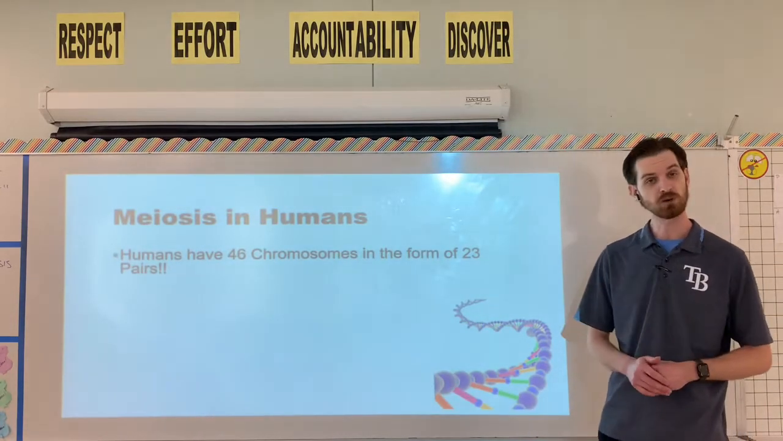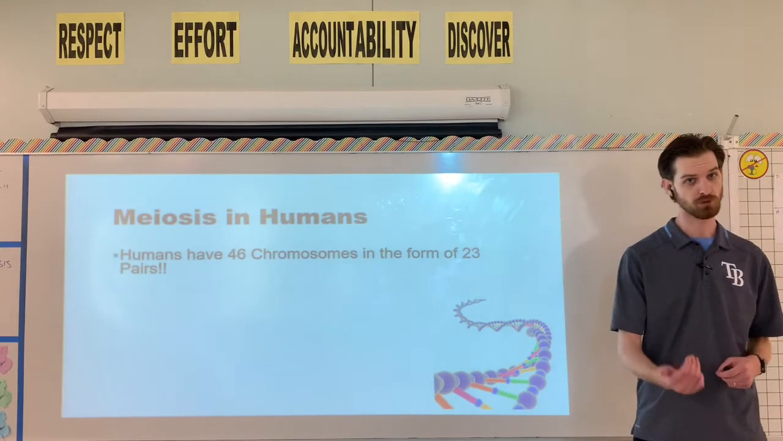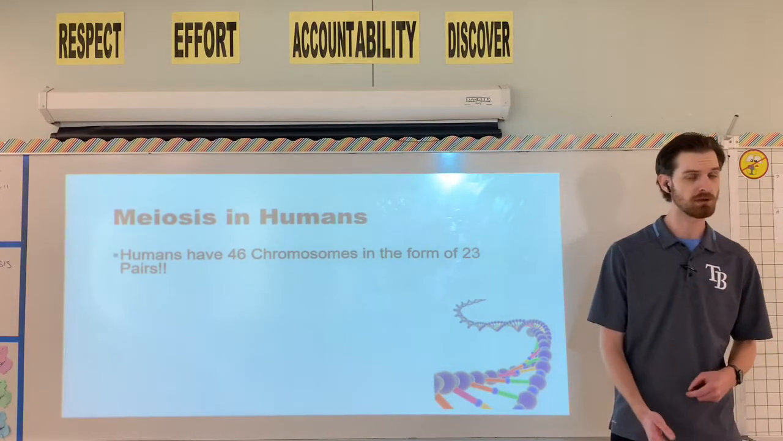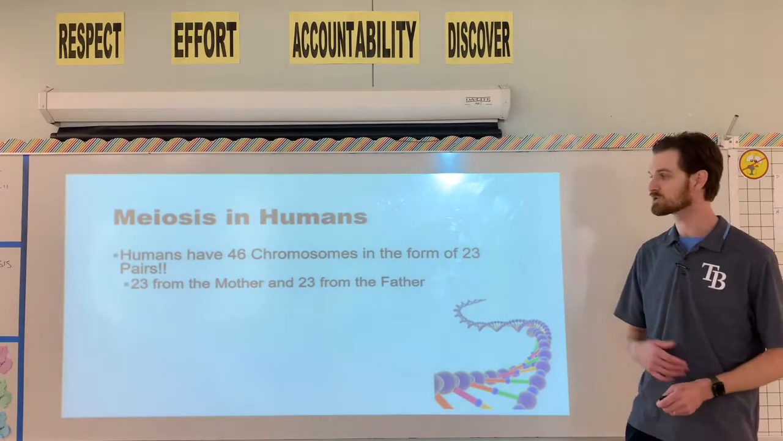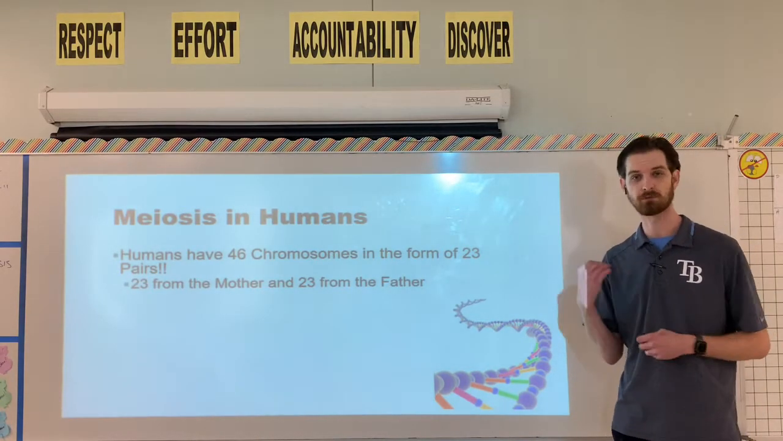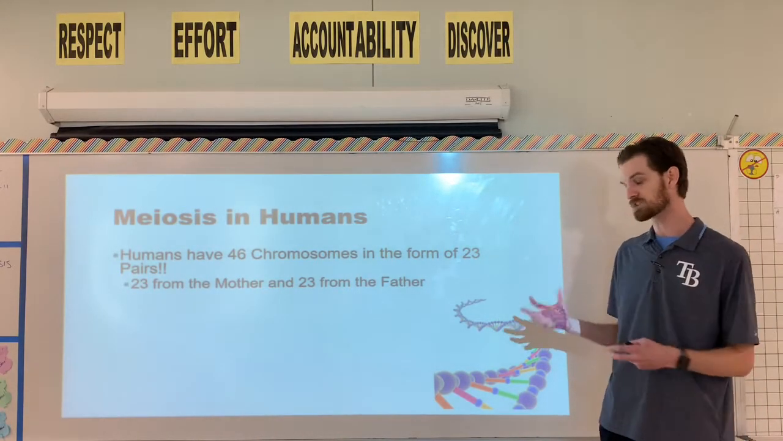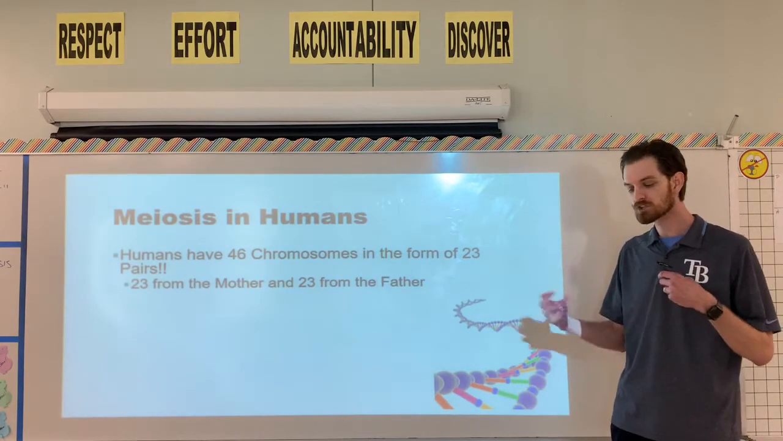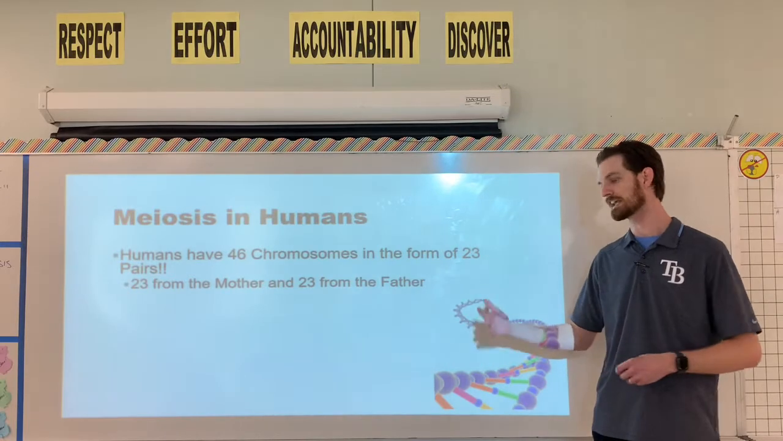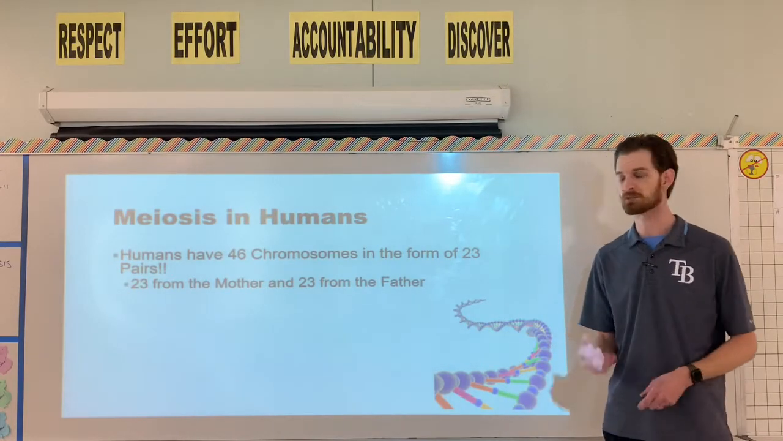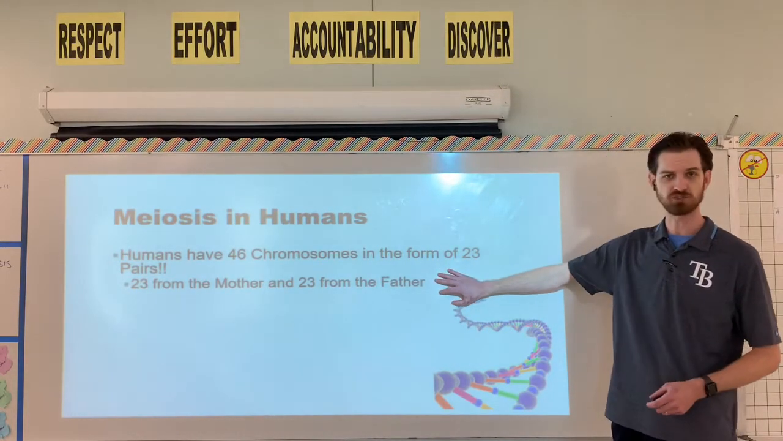We have, again, 46 chromosomes that are arranged in 23 pairs. And how do we get 23 pairs? You get 23 chromosomes from mom and 23 from dad. So mom provides the egg cell, dad provides the sperm cell, and that's what's holding the two pieces of information that make you, or that make the animal, or the plant, because a lot of species use sexual reproduction.